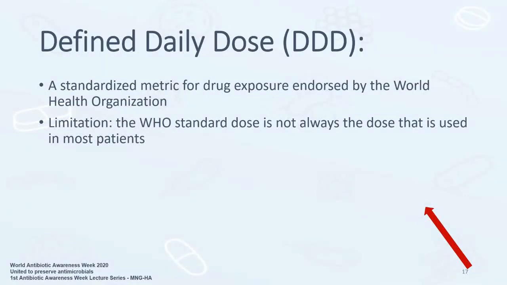So now that we've talked about how to get your data and what data to get, we're going to talk a bit about two main metrics that are often used in antimicrobial consumption. The first is the defined daily dose, which is a standard metric for drug exposure endorsed by the WHO. It's not only used for antimicrobials, but in our case, we're looking at antimicrobials. The limitation is that the WHO's standard dose is not always a dose that is used in most patients.